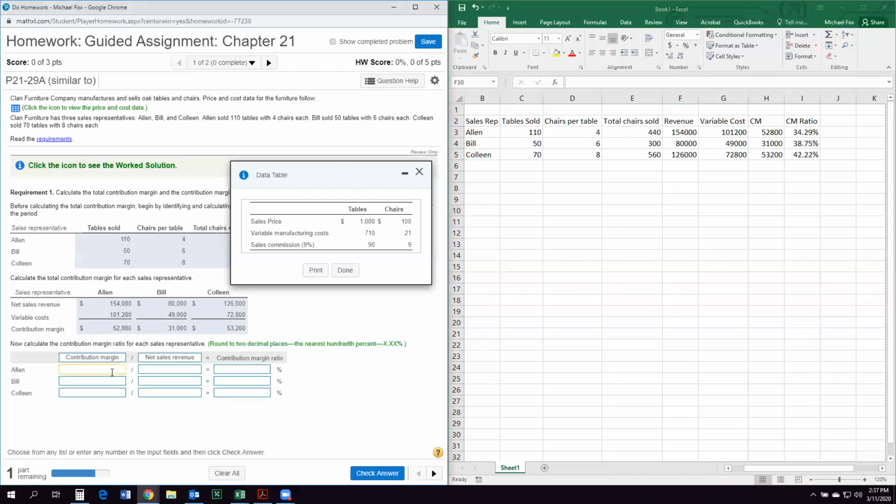So now I can do my contribution margin ratio for Alan. It's 52,800. The sales revenue for Alan was 154,000. The contribution margin ratio was 34.29%. For Bill, contribution margin is 31,000. Sales revenue is 80,000. And my ratio is 38.75%. And for Colleen, contribution margin 53,200. And the sales revenue was 126,000 for a ratio of 42.22%.